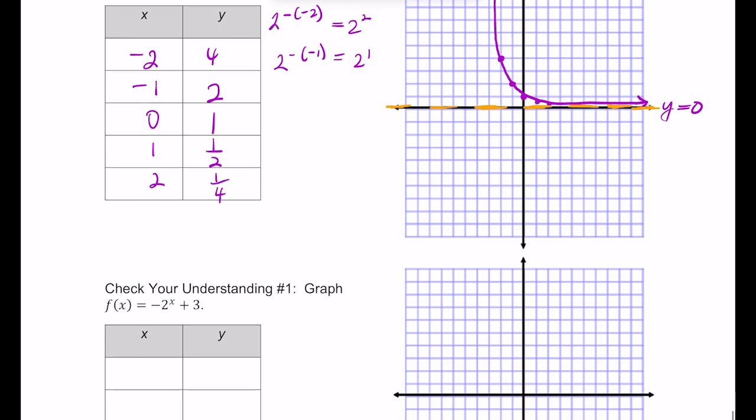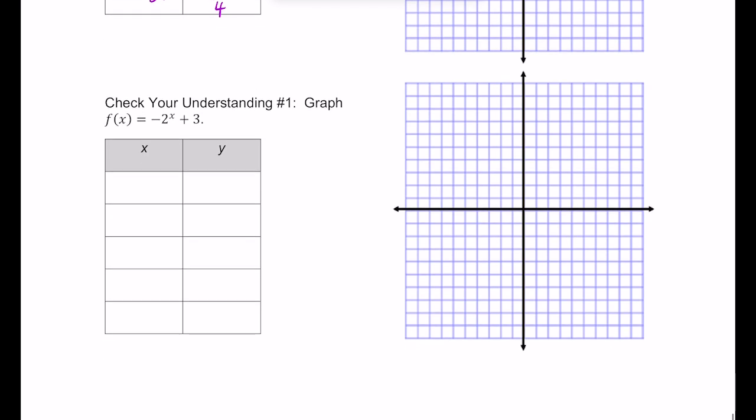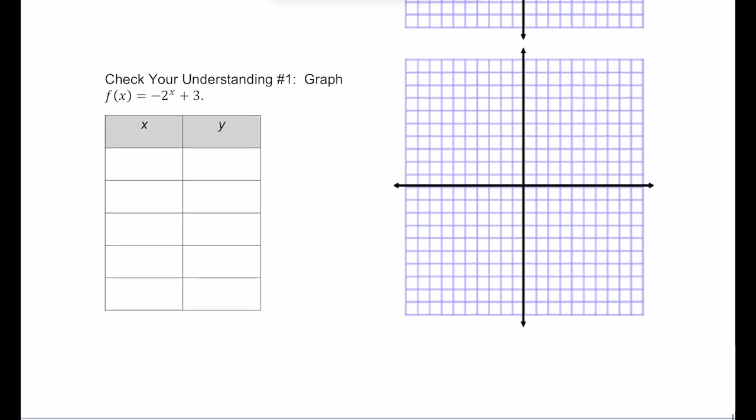You can try the next problem on your own. Again, you can always graph 2 to the x, which is the parent function, and then try transforming it. So think about what the negative would do to the graph, and then think about what the +3 would do to the graph. Or you can plug in values for x and then solve it that way.